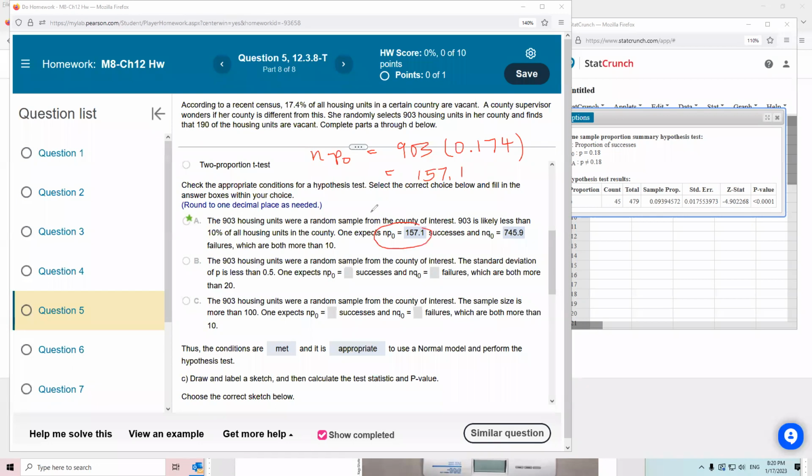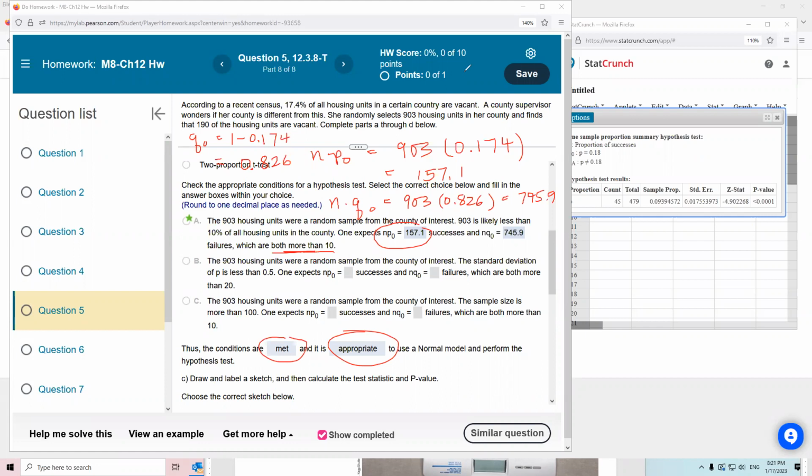Here it is. If you work out n times q0, where q0 is 1 minus 0.174, which is 0.826, I think. Yep, I think that's right. So n times q0 is going to be 903 times 0.826. That works out to be 745.9. Remember, we're making sure that both of those answers are more than 10, which they are. So the conditions here are met, and it's appropriate to use the normal distribution.